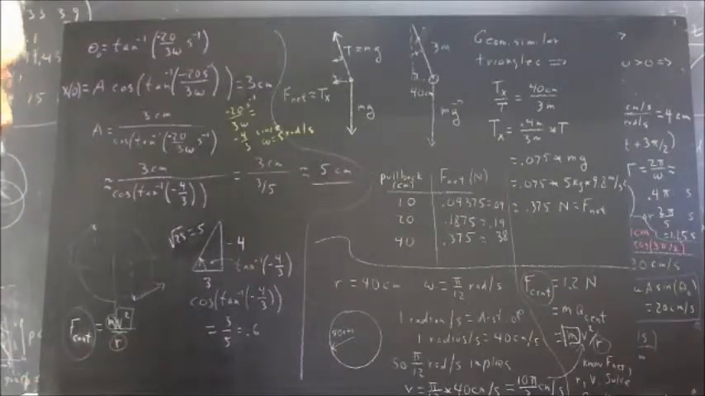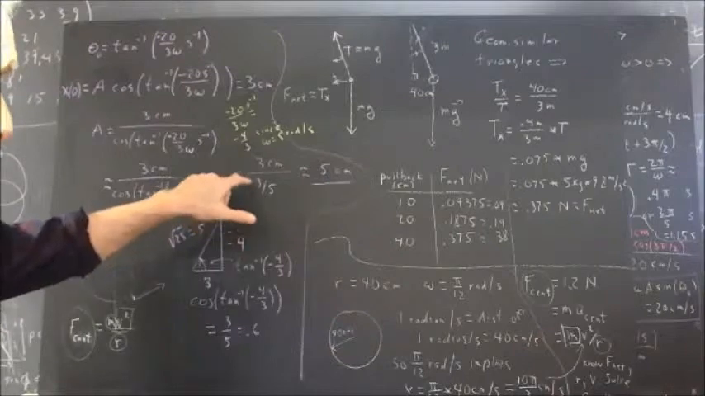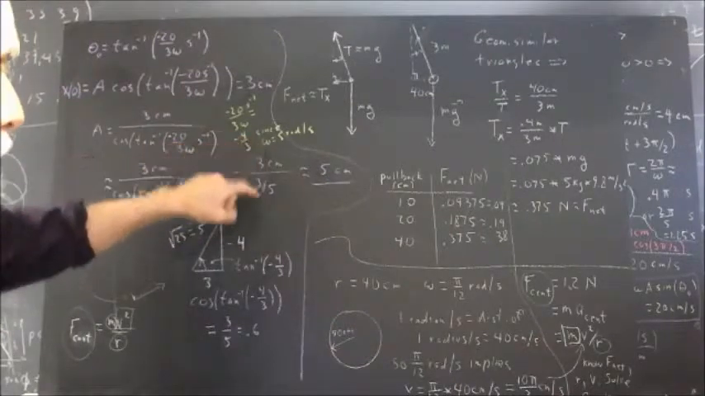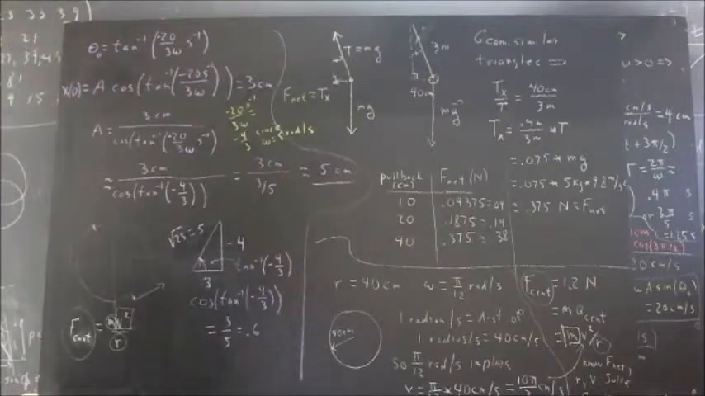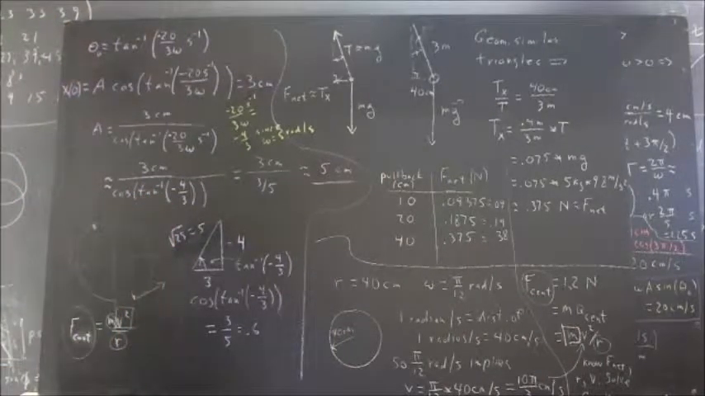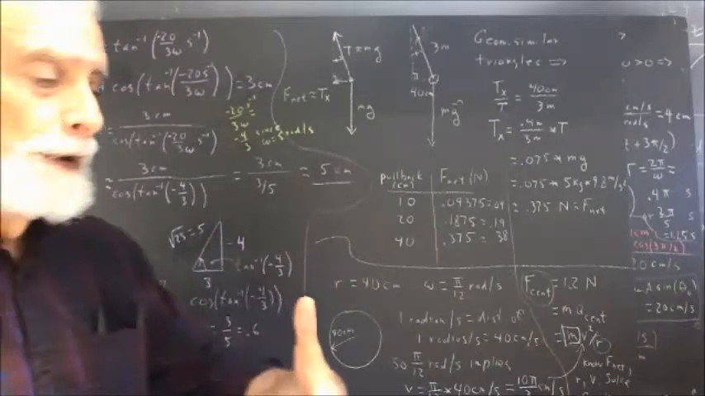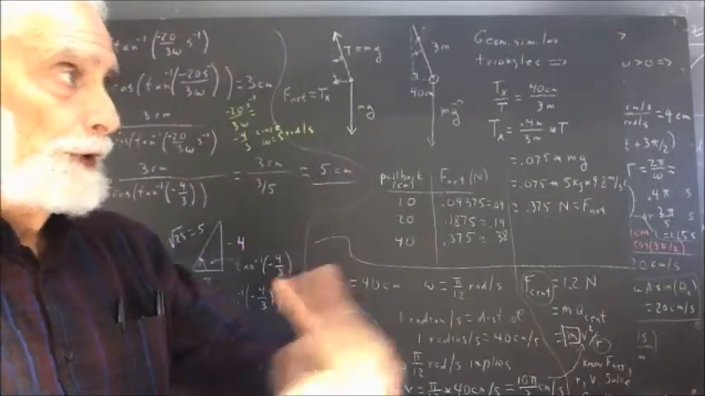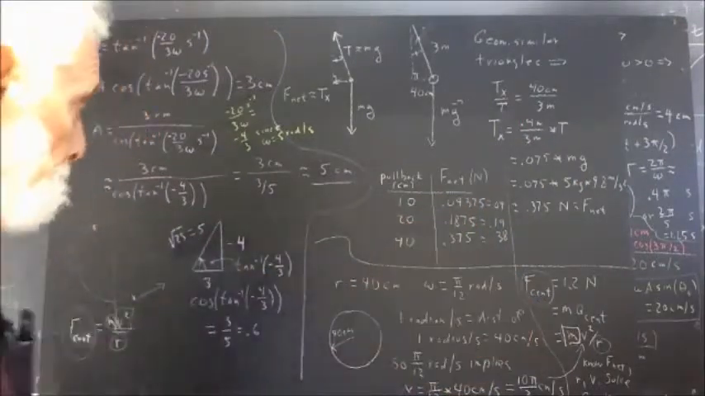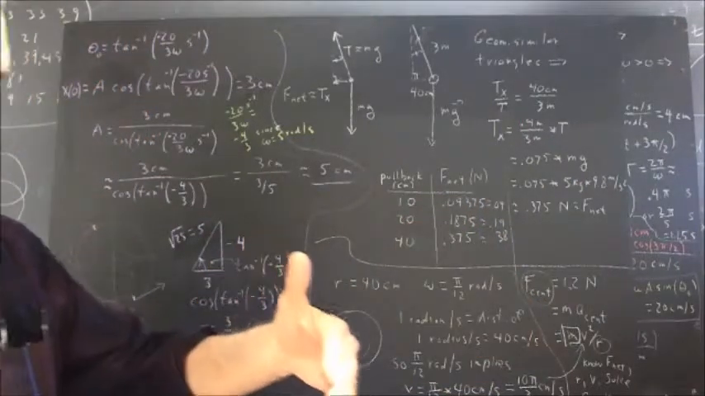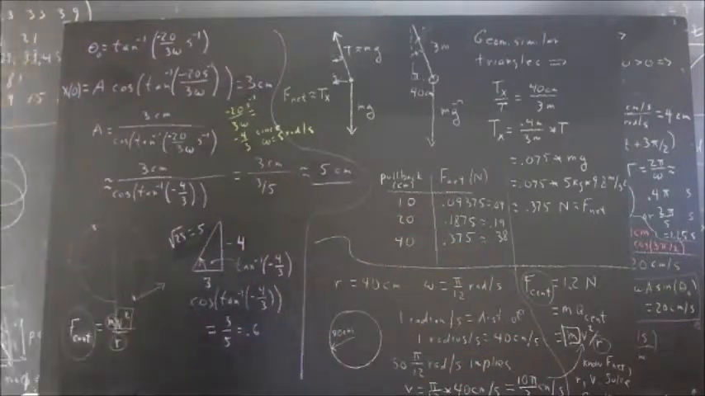I'll leave it in the 3/5 form. So we replace the cosine of the inverse tangent of negative 4/3 with 3/5. 3 centimeters divided by 3/5 is 5 centimeters. So the amplitude of this motion will be 5 centimeters. That is, for this pendulum, if we just place it out to 3 centimeters, give it a 20 centimeter per second velocity, it's going to go out to an amplitude of 5 centimeters before swinging back.